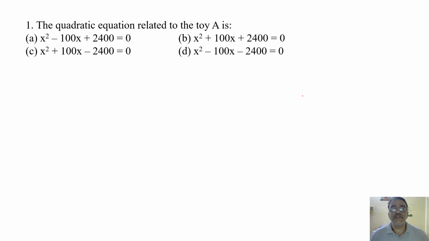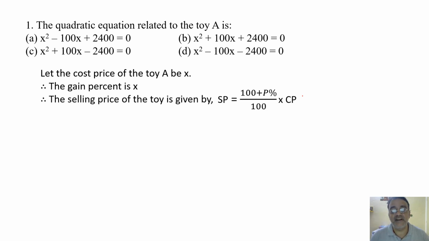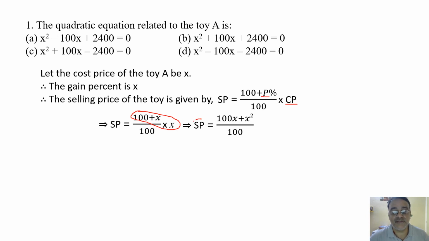Now the quadratic equation related to toy A is dash. So first we will solve. Let the cost price of toy A be x and the gain percent will be x only, right? So what is the formula for selling price? It will be 100 plus P percent upon 100 into CP, right? And P is x, that is gain percent, and this is also x. This step is clear? Yes, sir. Okay, so we are getting 100x plus x square upon 100, and the selling price is also given, 124.